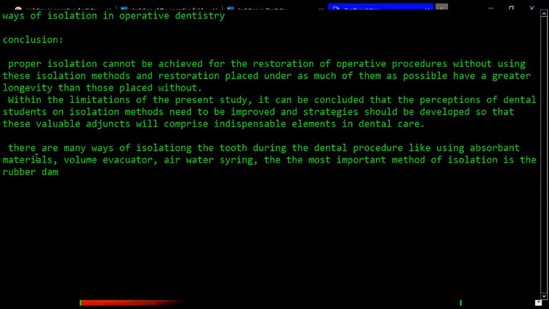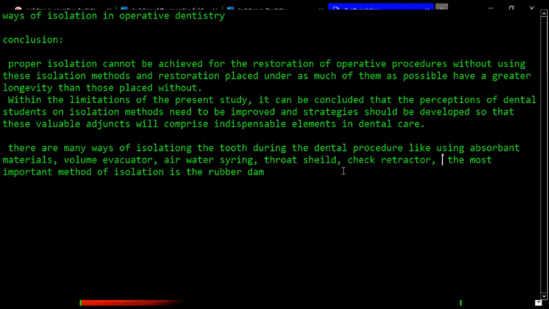we have the throat shield, and we have the cheek retractor, mouth prop is also a way of isolation, but the most important method of isolation is the rubber dam.